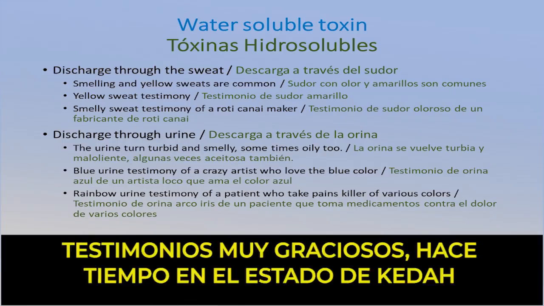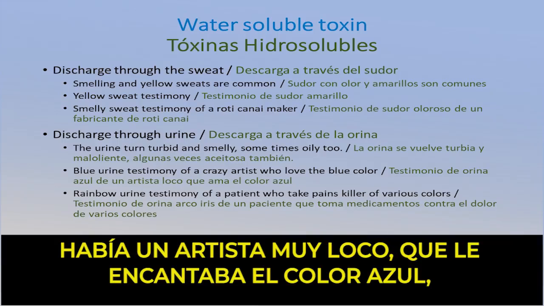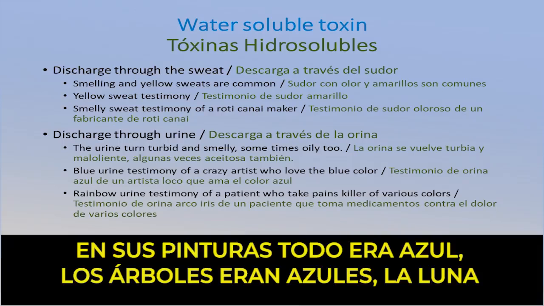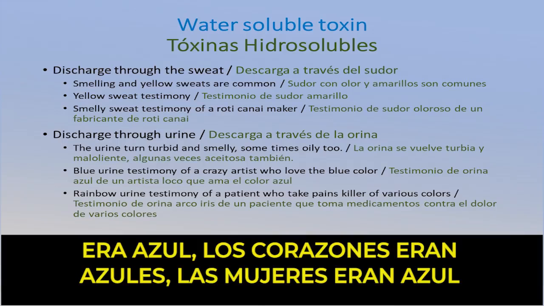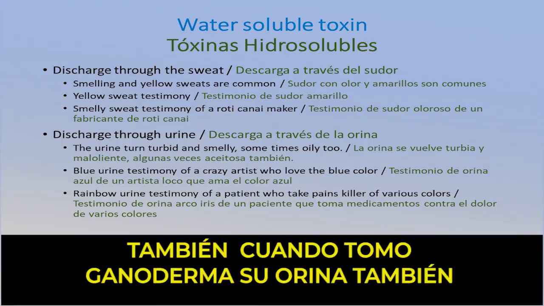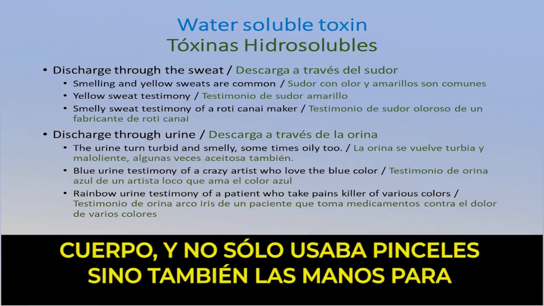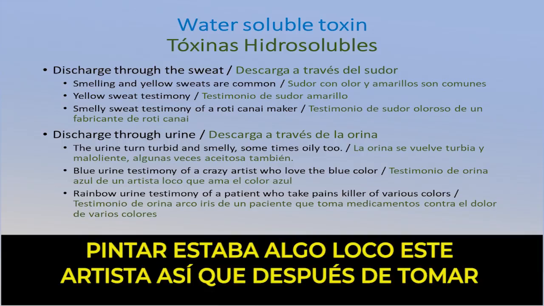Last time in Kedah State, there was one artist, a very crazy artist. He loved the blue color. In his drawing, everything is blue. The tree is blue, the moon is blue, the heart is blue, the beautiful woman in the drawing is also blue. Then when he took Ganoterapia, the urine came out also blue, because when he paints, the paint spreads all over the body. Sometimes he uses the brush, sometimes the hand, he's a very crazy artist.